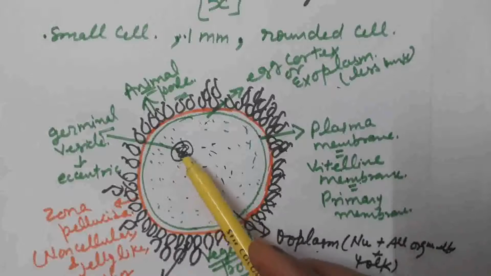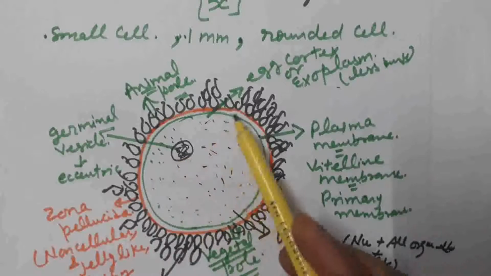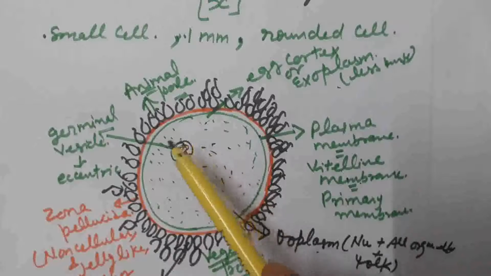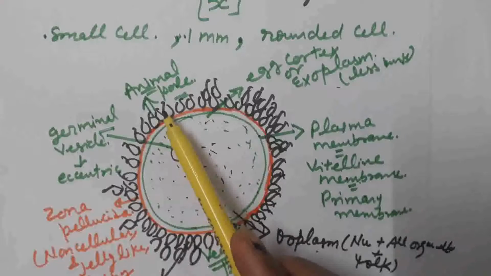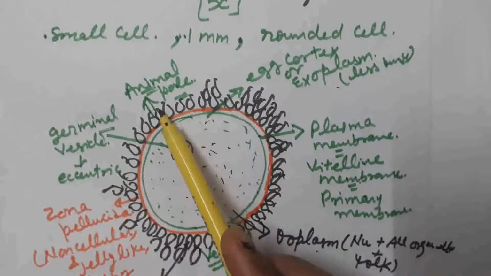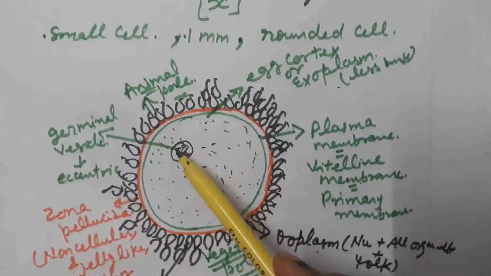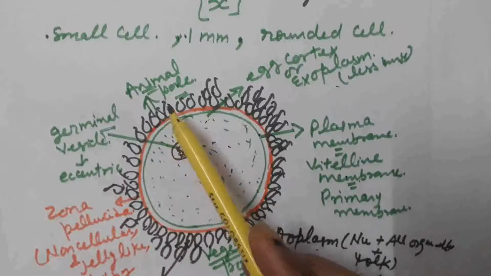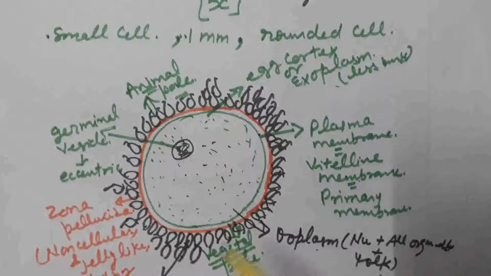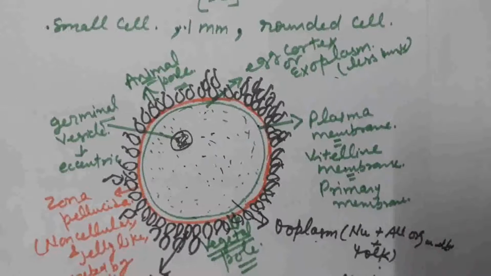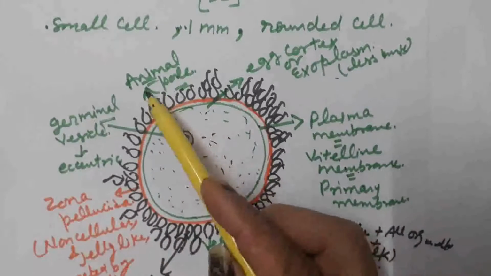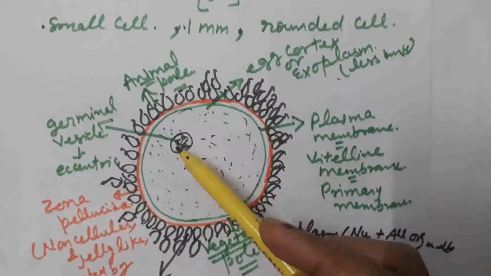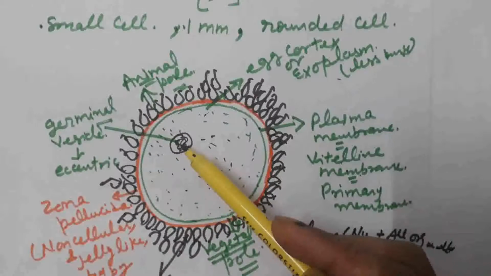Because of the eccentric position of the nucleus, the human egg shows polarity. It consists of two poles. The side of the egg towards which the nucleus is present represents the animal pole, and the end opposite to the animal pole is known as the vegetal pole. From the animal pole, sperm entry takes place inside the egg at the time of fertilization.